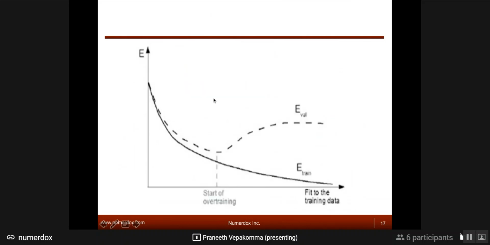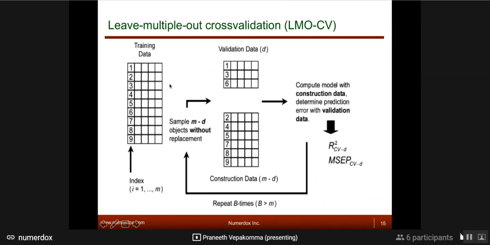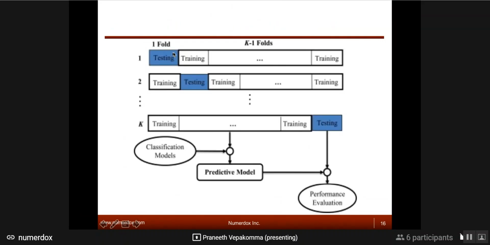So why is this a good idea? The cross-validation of whatever sort is a good idea because you're not giving it the entire data set to learn and memorize from.